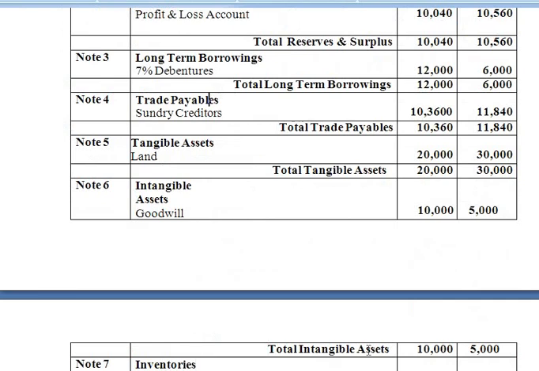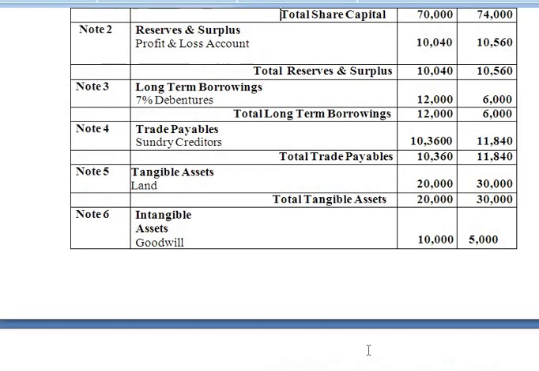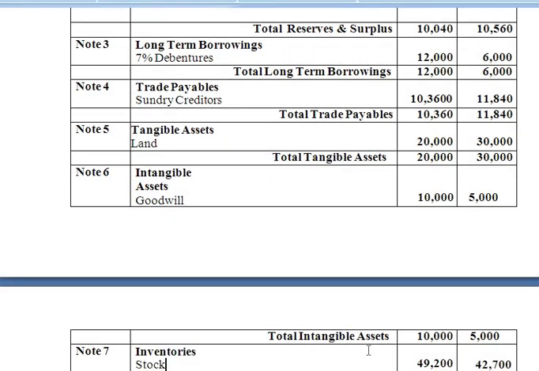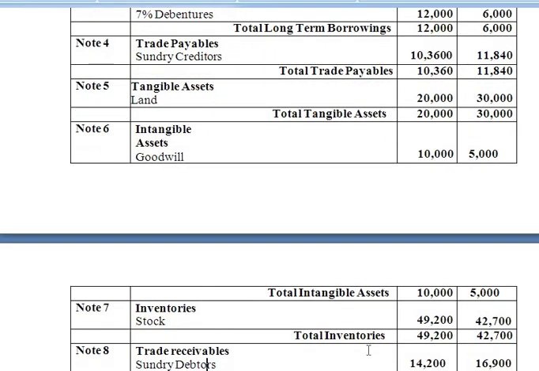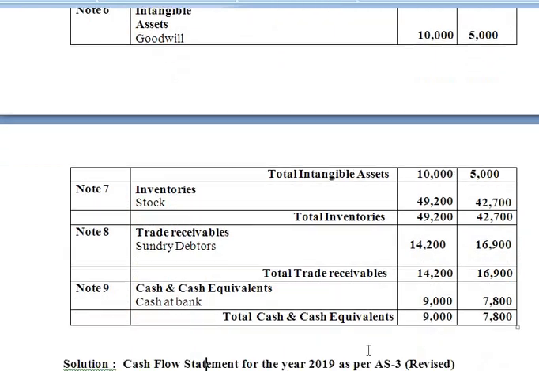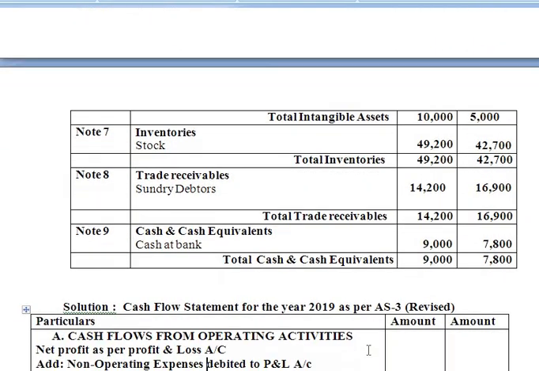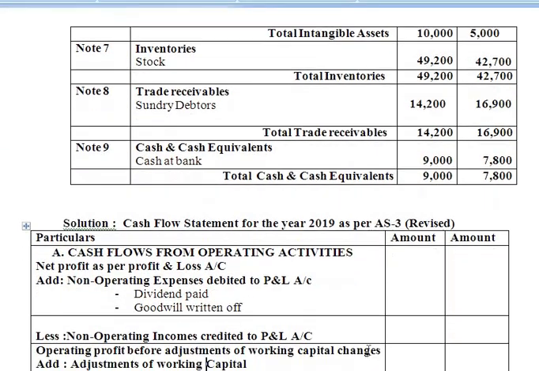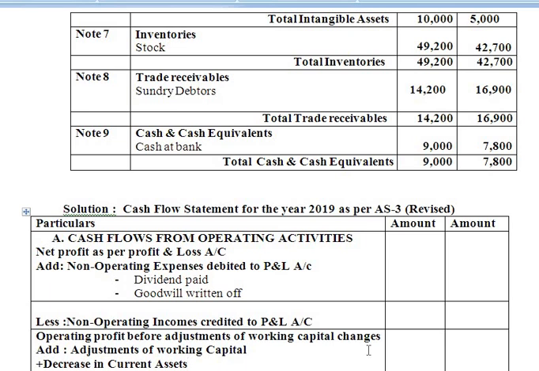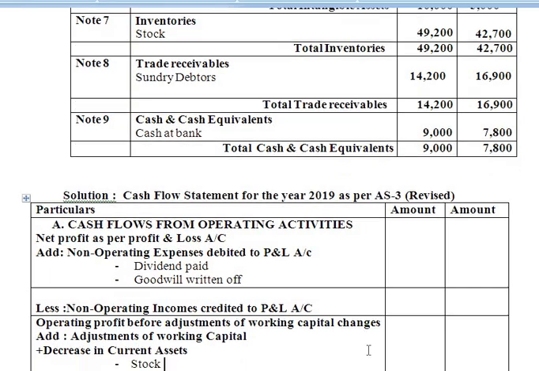Note 1 is share capital, note 2 is reserves and surplus, note 3 is debentures, note 4 is trade payables, note 5 is tangible assets, note 6 is intangible assets, note 7 is inventories, note 8 is trade receivables, and note 9 is cash and cash equivalents.